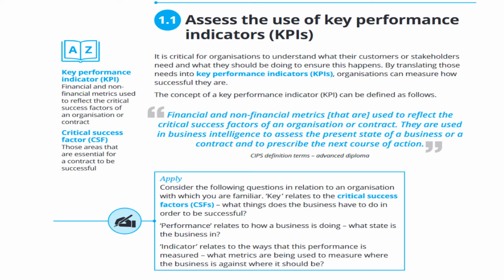Performance relates to how a business is doing. What state is the business in? Indicator relates to the ways that this performance is measured. What metrics are being used to measure where the business is against where it should be?